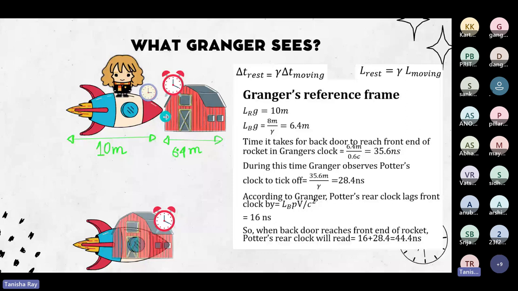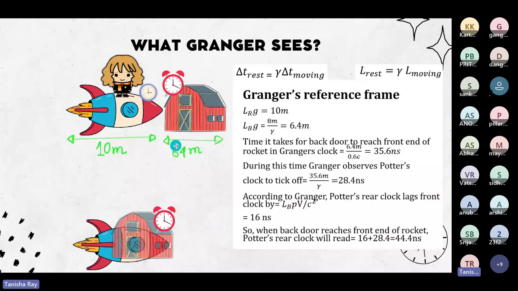So the time that the back door of the burn will take to reach the front end of the rocket will be 6.4 meters divided by the speed of the burn. And we get it to be 35.6 nanoseconds. Now, this is the time equivalent in Granger's frame. But now she has to explain this entire thing to Potter. For that, she has to calculate the time equivalence in Potter's frame.